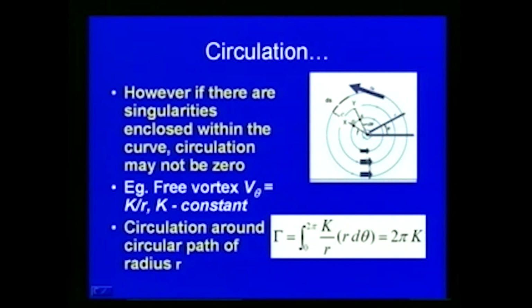Say, for example, if you consider the circulation around a circular path like this, here we will be having a free vortex, V theta is equal to k by r, where k is a constant. The circulation around the circular path of radius r for this case will be gamma is equal to the integral from 0 to 2 pi of k by r times r d theta, where r is this radius defined here, theta is this angle, and ds is this. So, gamma is equal to 2 pi k, where k is a constant.